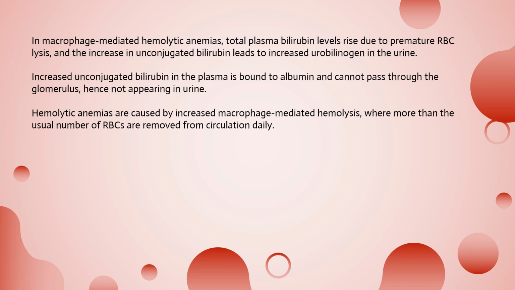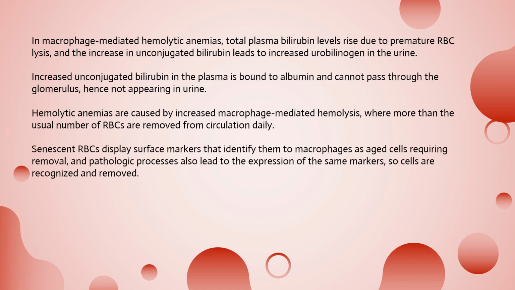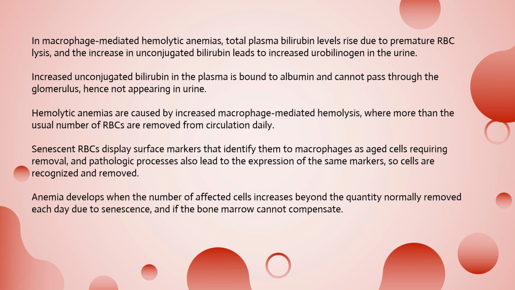circulation daily. Senescent RBCs display surface markers that identify them to macrophages as aged cells requiring removal, and pathologic processes also lead to the expression of the same markers, so cells are recognized and removed. Anemia develops when the number of affected cells increases beyond the quantity normally removed each day due to senescence, and if the bone marrow cannot compensate.